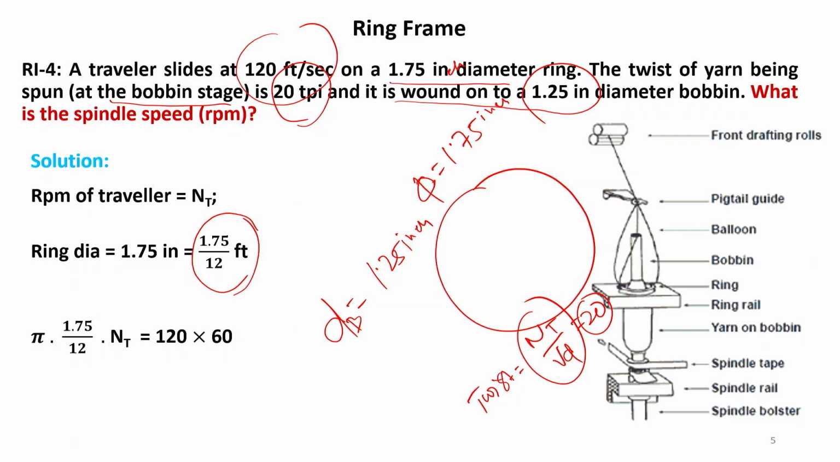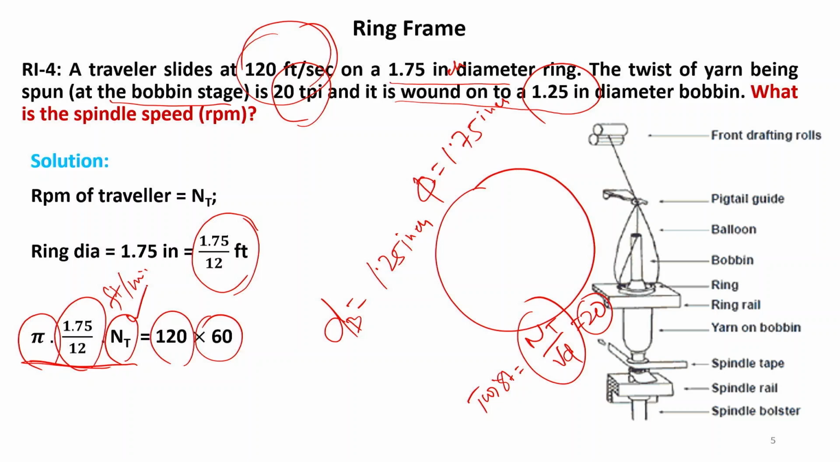So, pi D and N. That is actually the sliding speed of the traveler per minute. This is per traveler in feet per minute. So, feet per second is given as the sliding speed, so it will be 120 multiplied by 60. Here the only unknown factor is Nt.